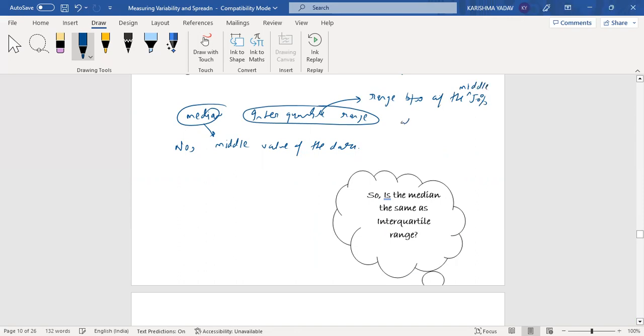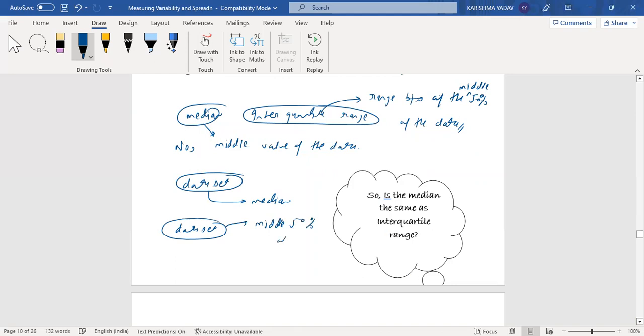Middle 50% of the data. So they are actually quite different. When we have a data set, finding the middle value of this data set is the median. And if we take the middle 50% of the data set and find the range of this middle 50%, that is the interquartile range. So these are very different from each other; they are not the same.